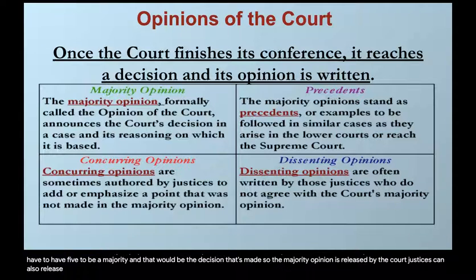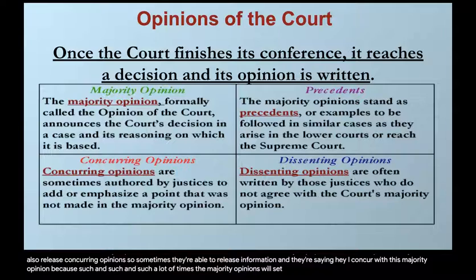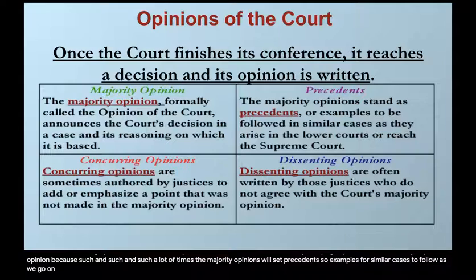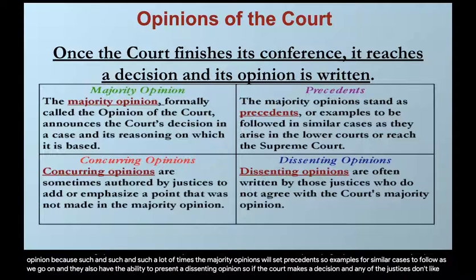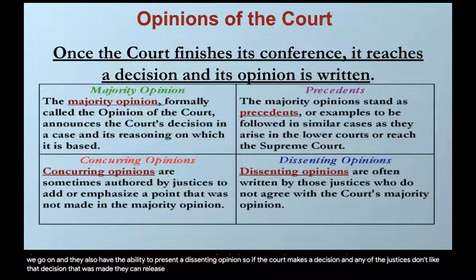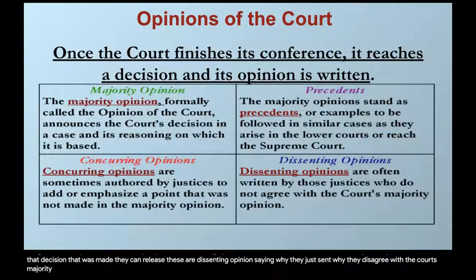Justices can also release concurring opinions. So sometimes they say, hey, I concur with this majority opinion because such and such. A lot of times, the majority opinions will set precedents, so examples for similar cases to follow as we go on. And they also have the ability to present a dissenting opinion. If the court makes a decision and any of the justices don't like that decision, they can release a written statement called a dissent. These are dissenting opinions saying why they disagree with the court's majority opinion.